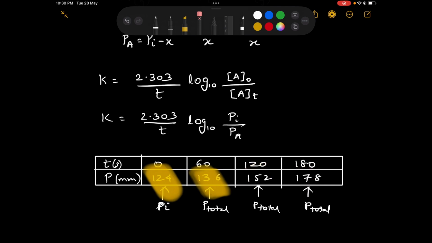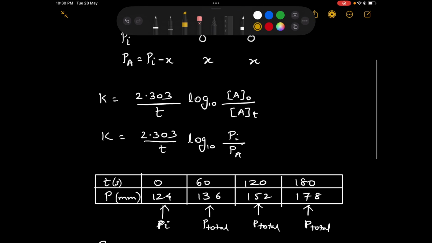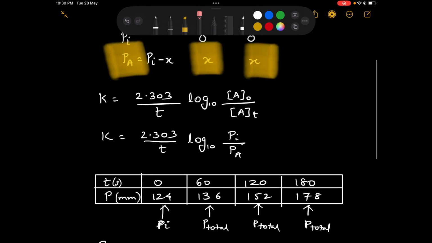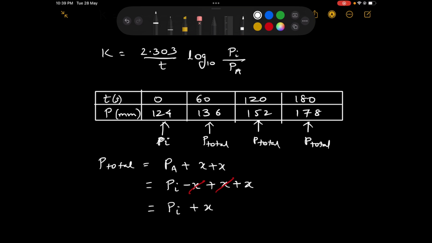So what we have to do is express X in terms of Pi and P total. So let's start with that. P total will be equal to, see here we have Pa plus X plus X. Let's write it down: Pa plus X plus X. Now what is Pa? Pi minus X plus X plus X. X will get cancelled off and what is left is Pi plus X. Therefore, we have X equals P total minus Pi.